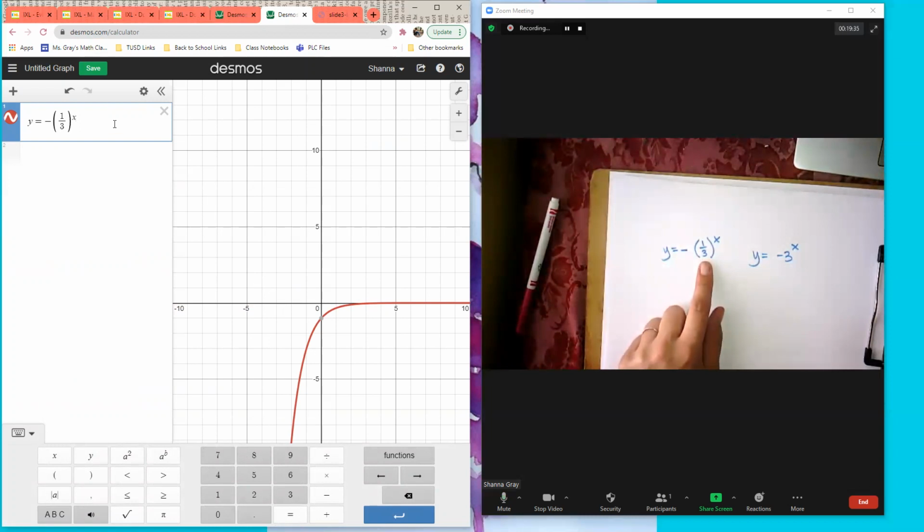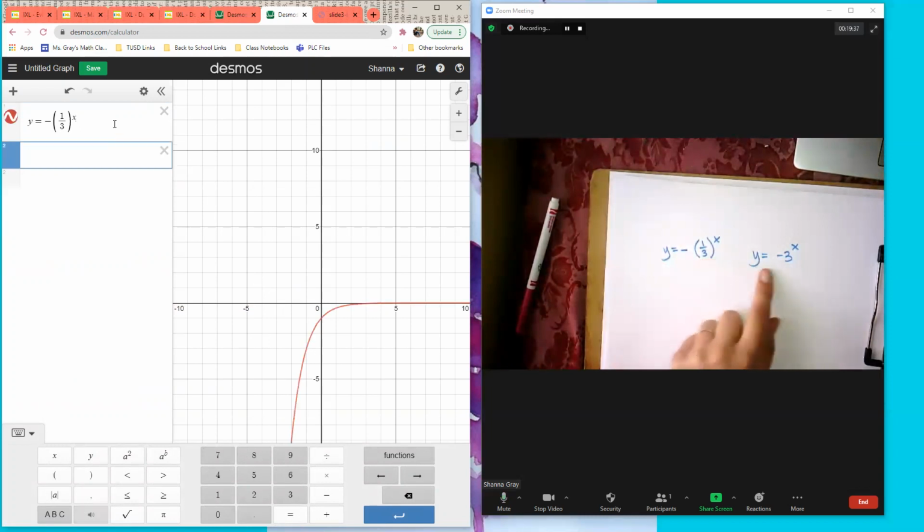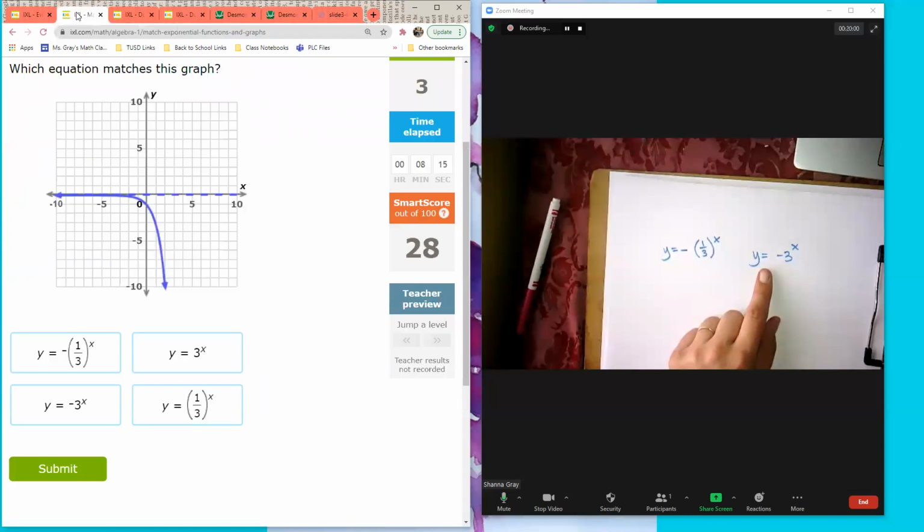Ooh. And so then if I'm looking at the other one, I type -3 to the x power. And hopefully you can tell what happens. So now you're almost comparing what happens when you have a fraction for the base of the exponent as opposed to a bigger number like 3, and it switches the direction, right? So if I'm trying to match it to the one we were just doing, it would have to be this one.